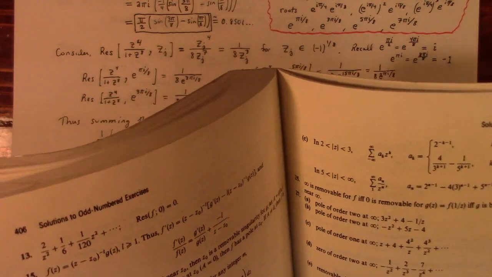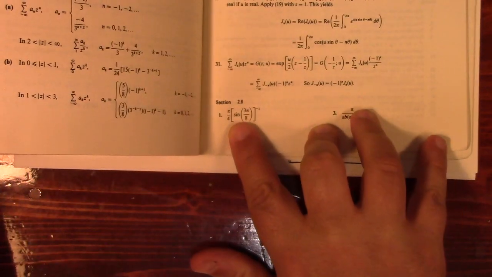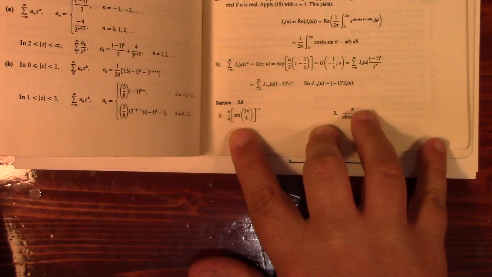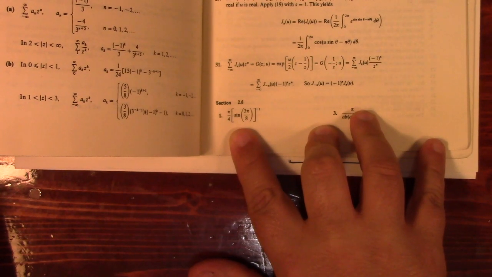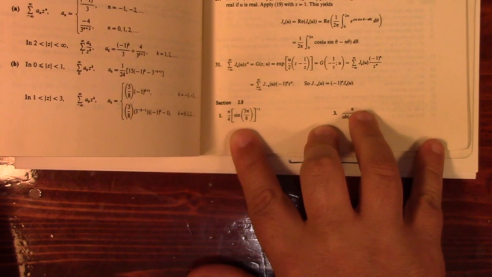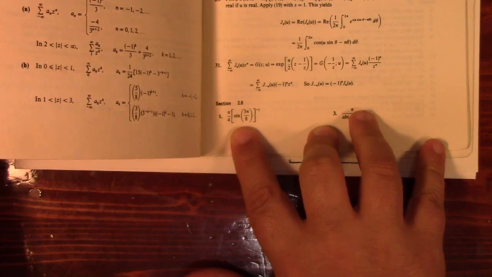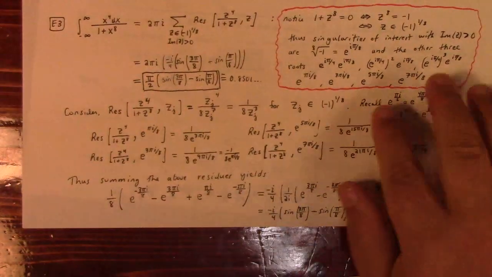2.6, number 1, oh, here we go. Answer in the back of the book. See that right there? pi over 4 divided by the sine of 3 pi over 8. I've plugged this into Wolfram Alpha. It is 0.8501. This is the same answer as that.